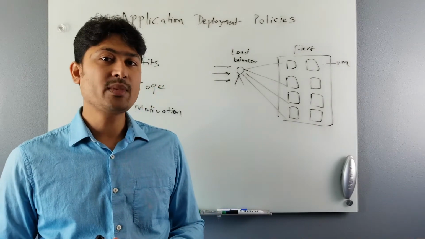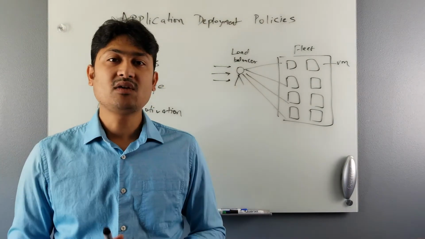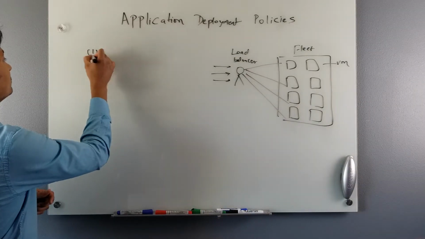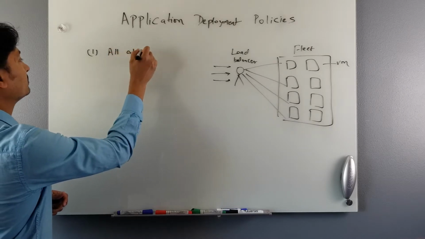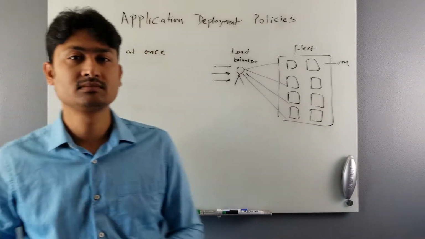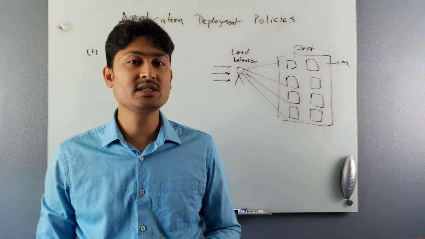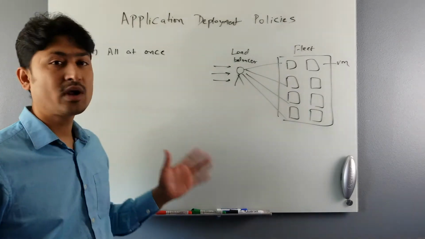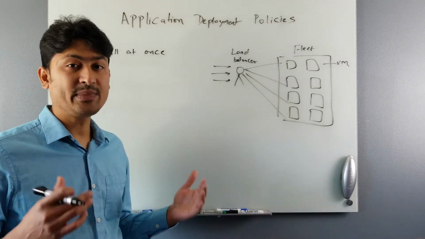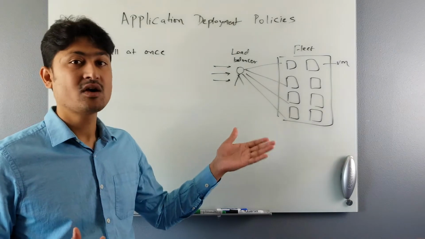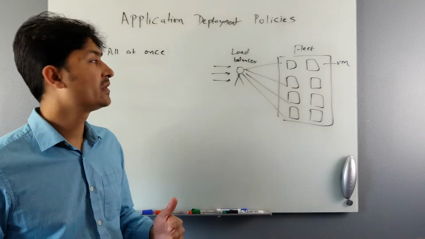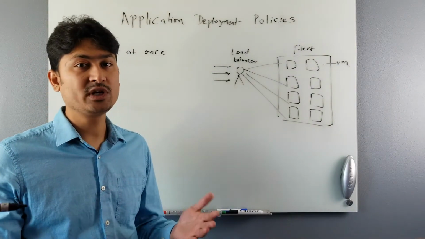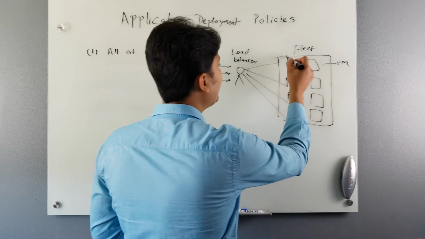Cool. So let's talk about what the different deployment policies are, and their benefits and disadvantages. The first deployment policy we will talk about is all at once. In the all at once deployment policy, you deploy your newer application version to all the instances or servers simultaneously. So whenever you have a change, you have a new executable which you need to deploy on servers, all will be deployed at the same time.